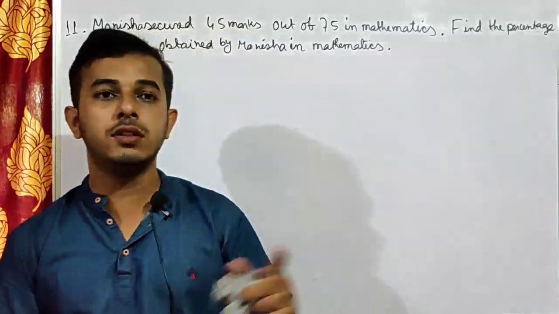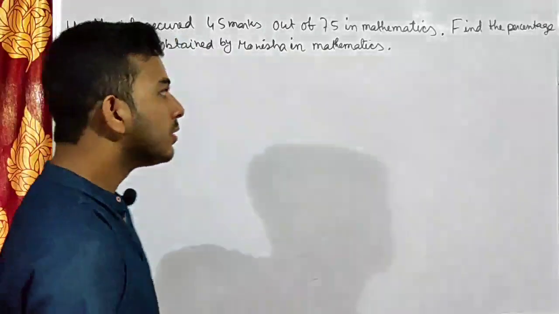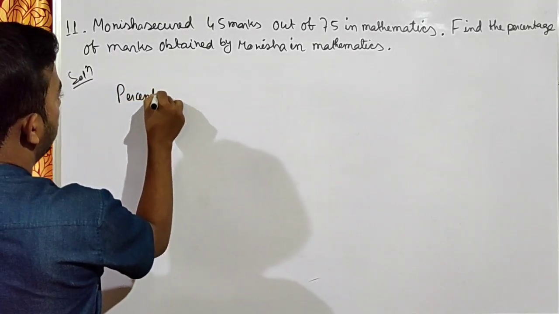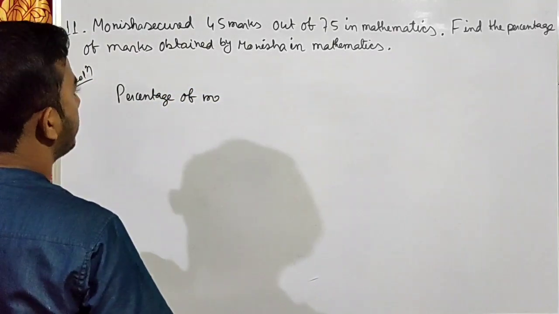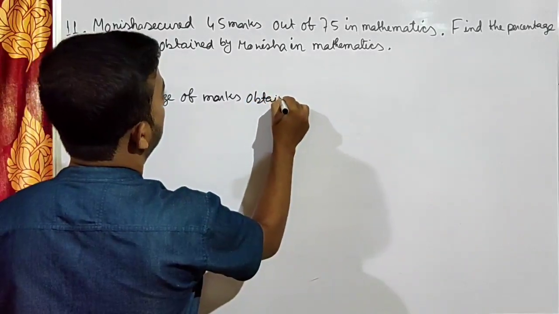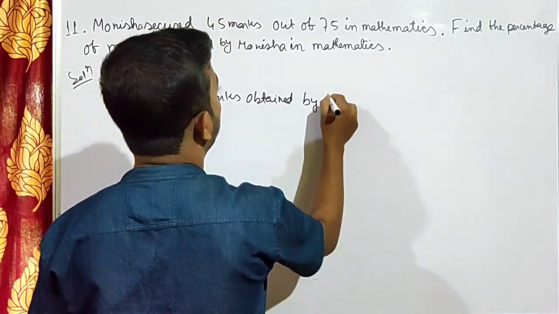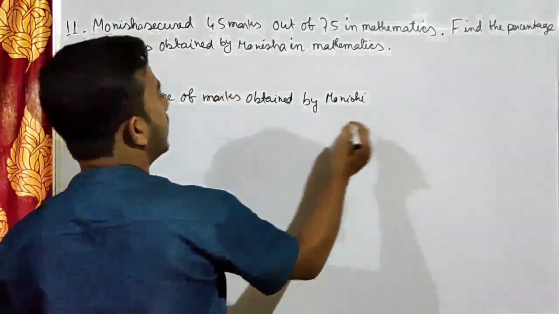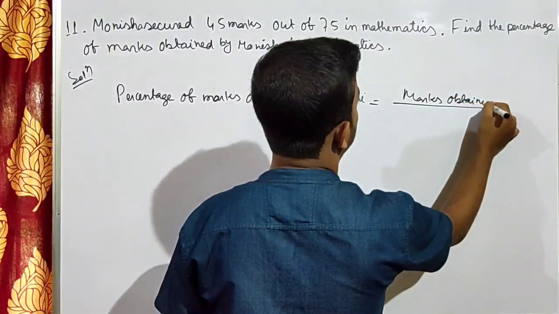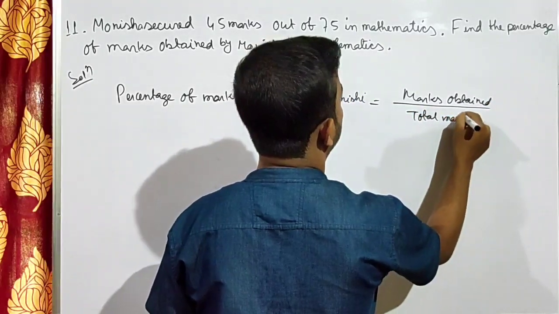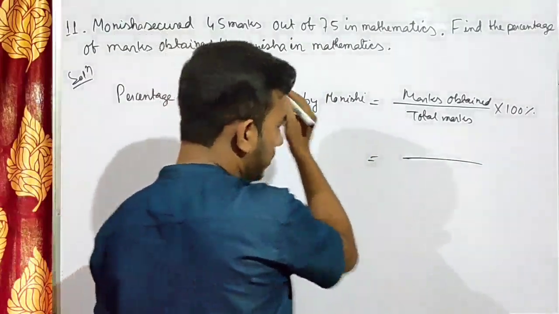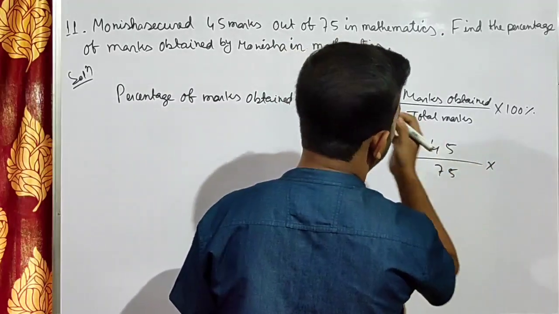Okay, so how to find out? We know the rule, that is marks obtained by total marks into 100, isn't it? So we'll use that rule here also. So we write the solution: percentage of marks obtained by our Monisha Didi, how much will be marks obtained, isn't it? Marks obtained by total marks into 100%. So how much marks she got? She got 45 marks. 45 by 75 into 100.